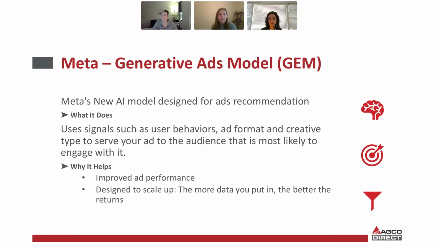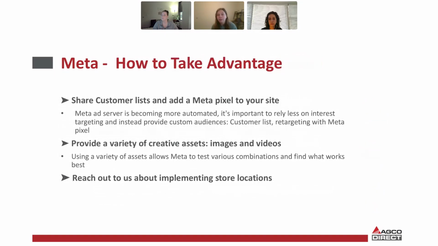With that, I'd like to get into our Meta best practices for 2026. The first being to share any customer lists you have with us and add a Meta pixel onto your site if you haven't already. As Meta is becoming more automated, it's really important that we rely less on the interest-based targeting that we've previously used and more on custom audiences.